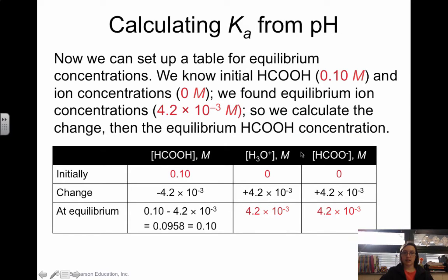But because it's all 1-to-1, instead of adding like we did in the products, we have to subtract 4.2 times 10 to the negative third from formic acid. So at equilibrium, we have 0.1 minus 4.2 times 10 to the negative third. But the amount of formic acid that ionizes is so small, right? It's 0.0042. It's so small compared to the initial concentration that we can actually just ignore it, and we're just going to keep it at 0.1.